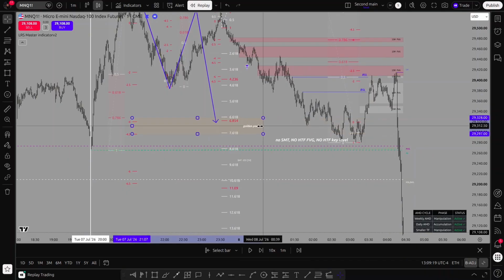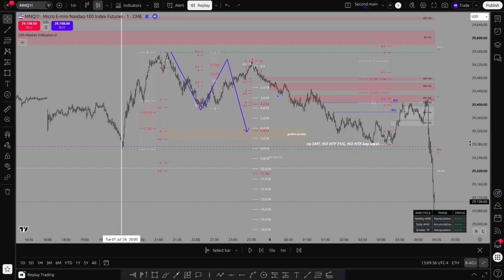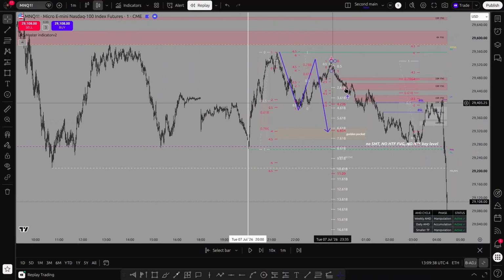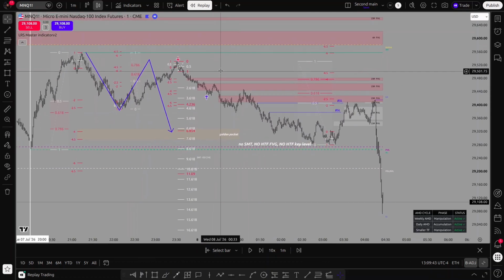So that's the complexity of your system. What's the complexity behind it? It doesn't matter how many golden pockets you have aligned with each other. If it doesn't align with an SMT, a higher time frame fair value gap, a higher time frame key level, and most importantly, the market maker model currently at play, they don't matter. Okay?